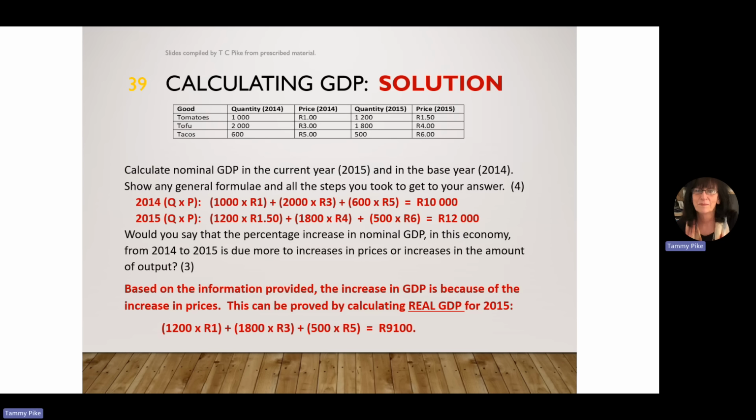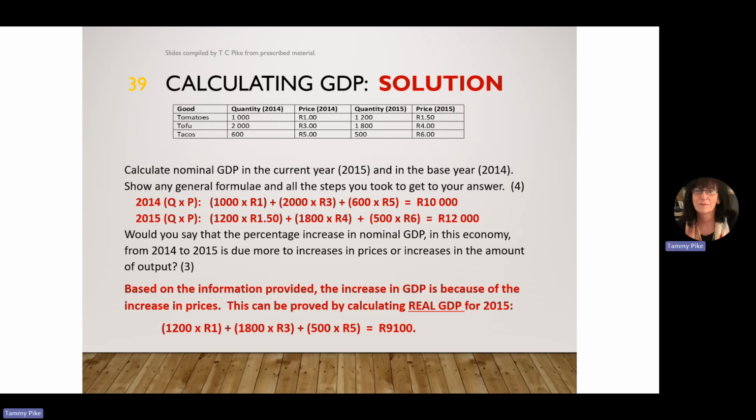The increase in GDP from 10,000 to 12,000 is probably more likely because of those increases in prices. Because we can see in every case, prices have gone up. So in not one single one of those products have prices stayed the same or gone down. Therefore, we can draw the conclusion that the increase is mainly due to an increase in price.